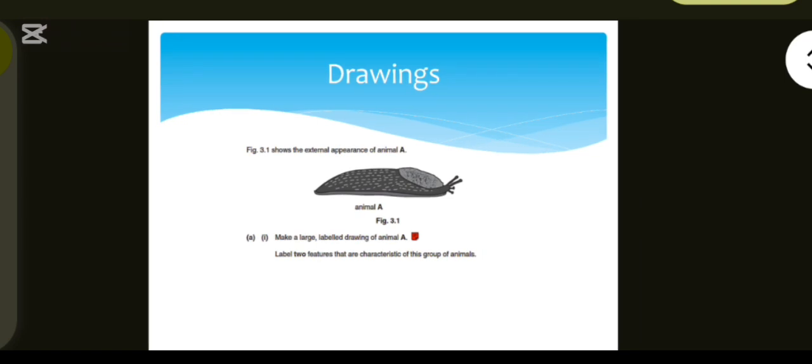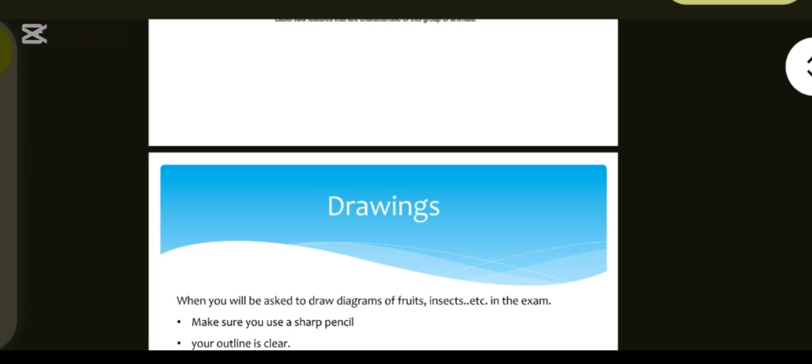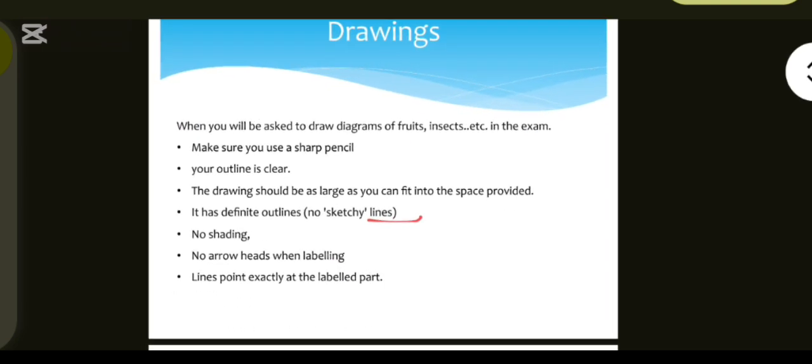So if we are asked to draw a particular drawing, how are we gonna draw? These are the rules: when there is a drawing of diagrams of fruit, insects, or anything, what are you gonna do? You're gonna follow these rules.